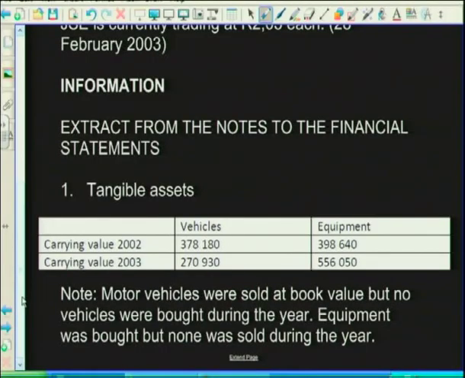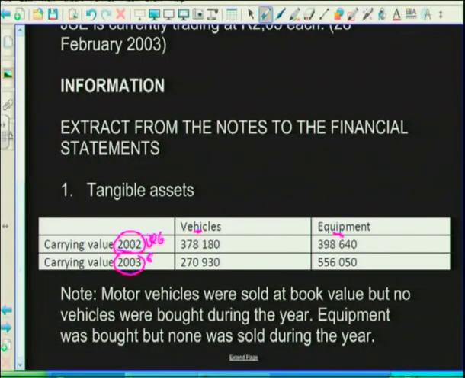So note number 1, tangible assets is made up of vehicles as well as equipment. Again guys, they're giving you 2002, the carrying value, together with 2003. So I need to make a note of that. 2002 is the beginning of my financial year. The end of the previous year becomes the beginning of the new financial year. 2003 is my current financial year, and I'm going to make a note that it is the end of your financial year.